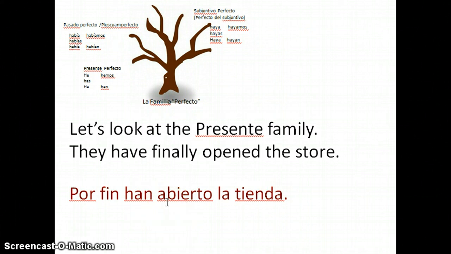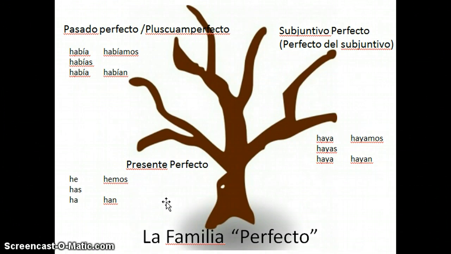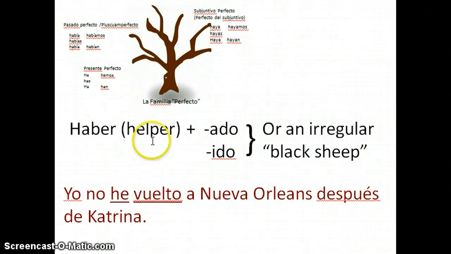Okay. Excellent. Now we're going to go on to the past perfect. Okay, again, here is the perfect family, just so that we have our remembering. The present perfect is he, has, ha, hemos, han, and the past perfect, había, habías, había, habíamos, habían. You do the haber verb, the helper verb, plus ado or ido, or an irregular black sheep. Okay, for example, I have not returned to New Orleans after Katrina. Yo no he vuelto a Nueva Orleans después de Katrina.